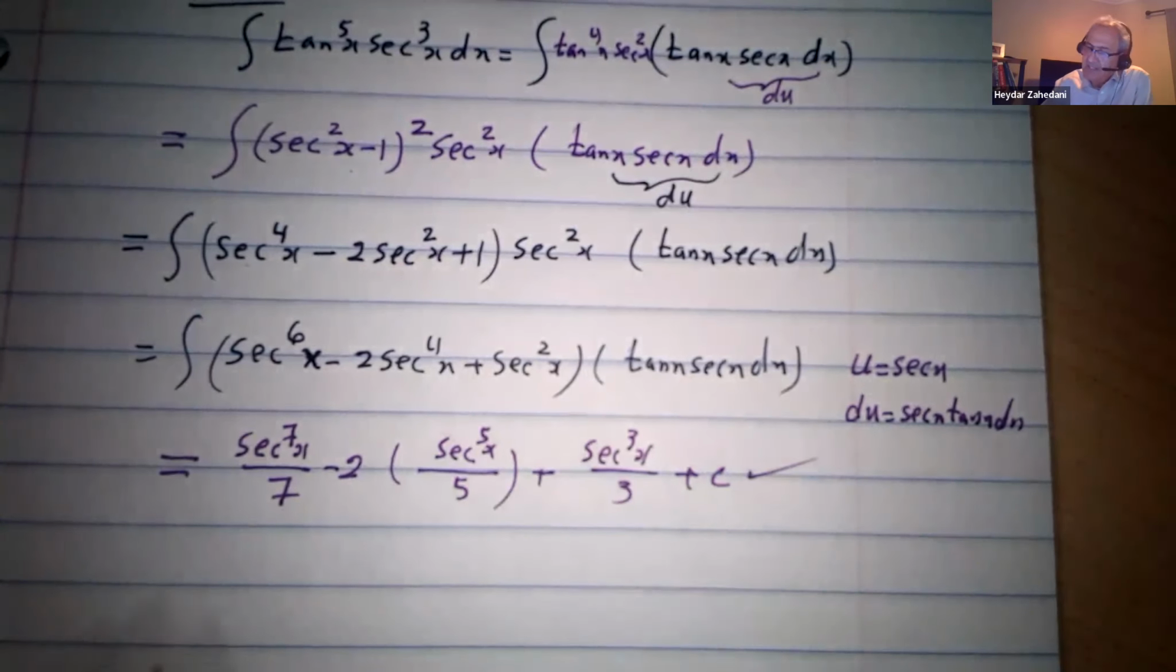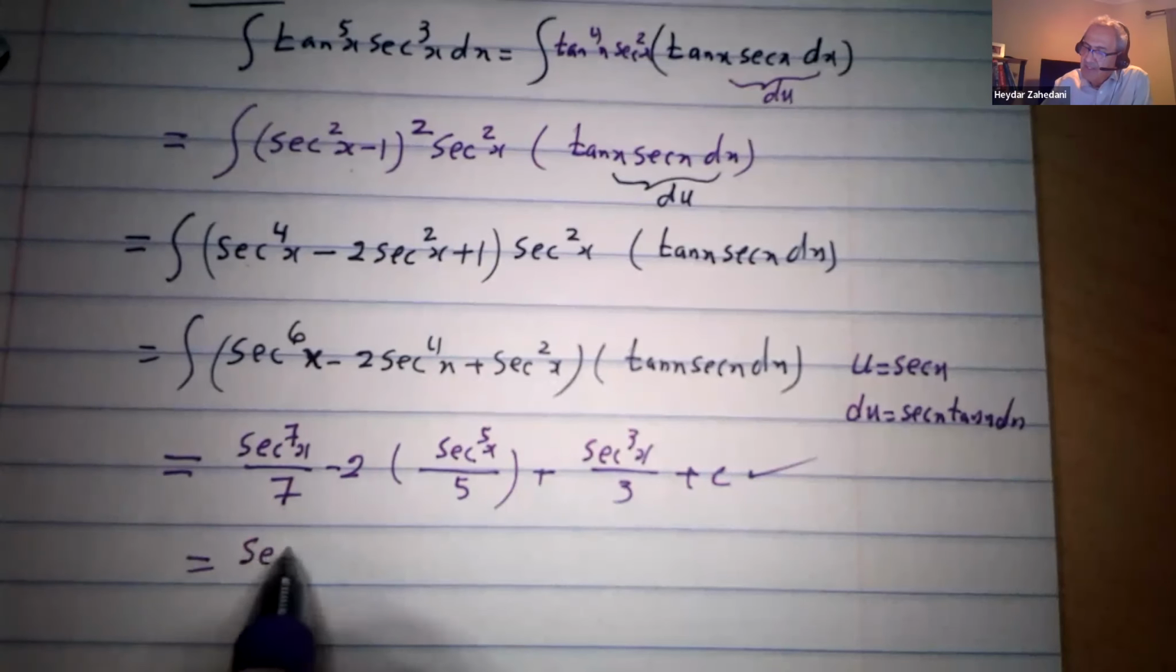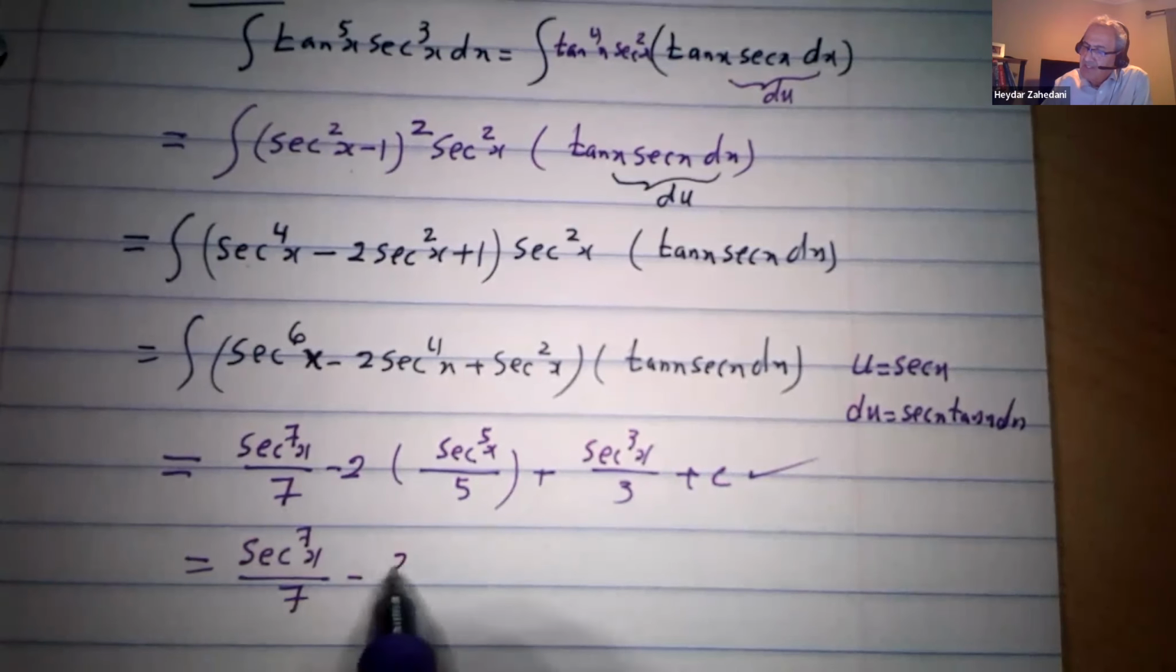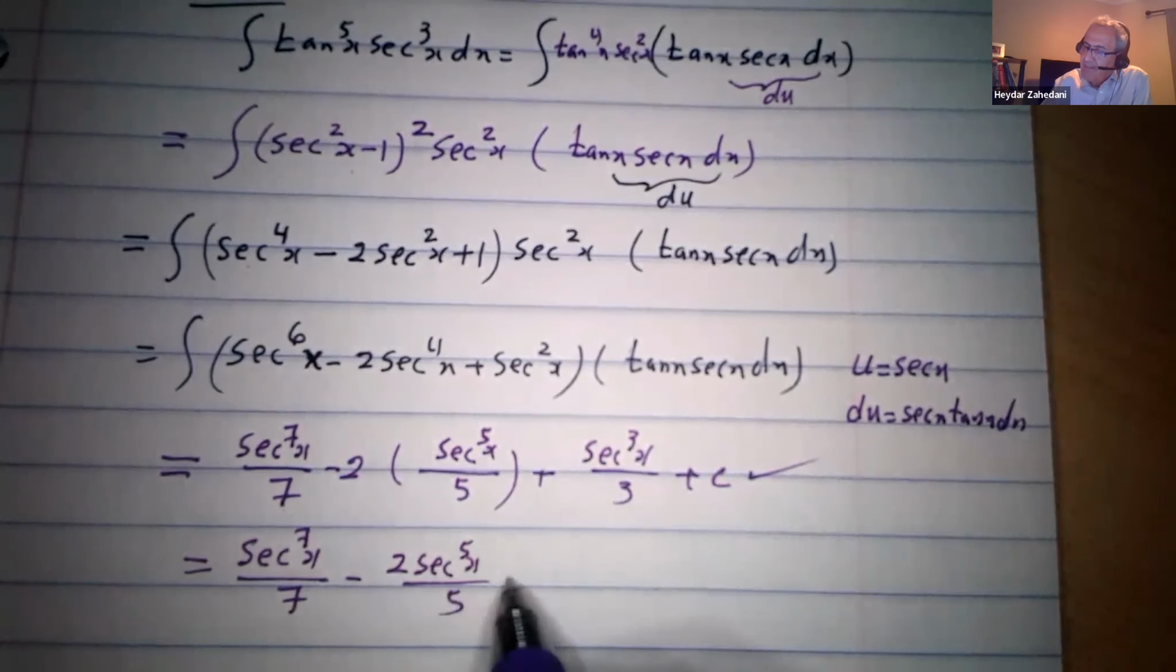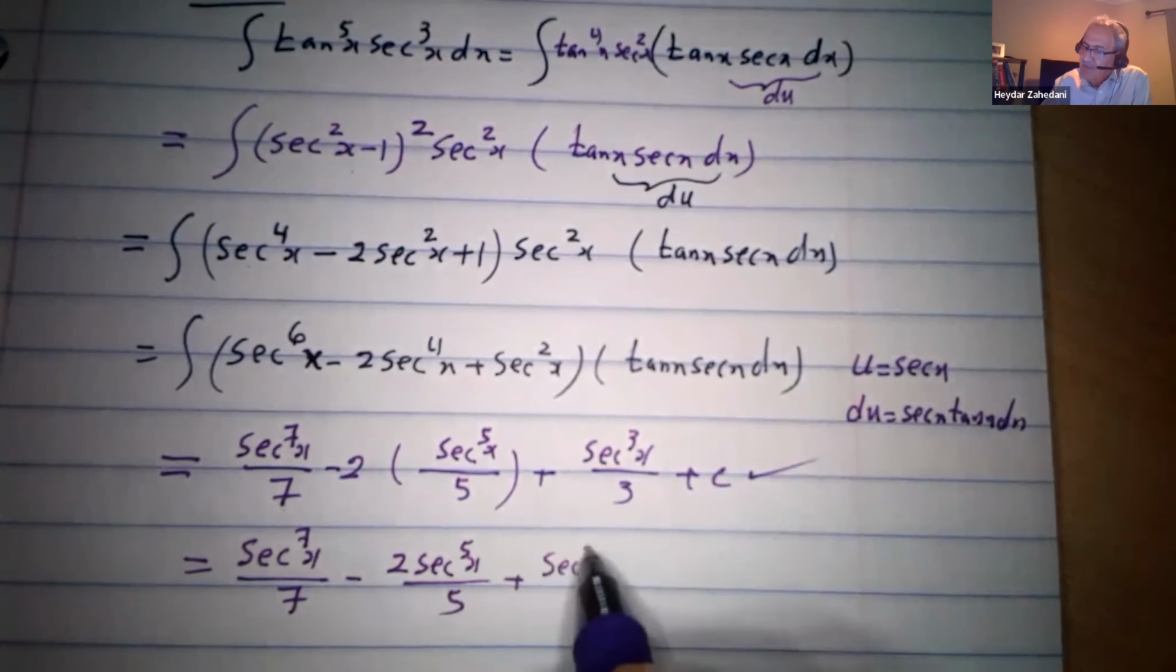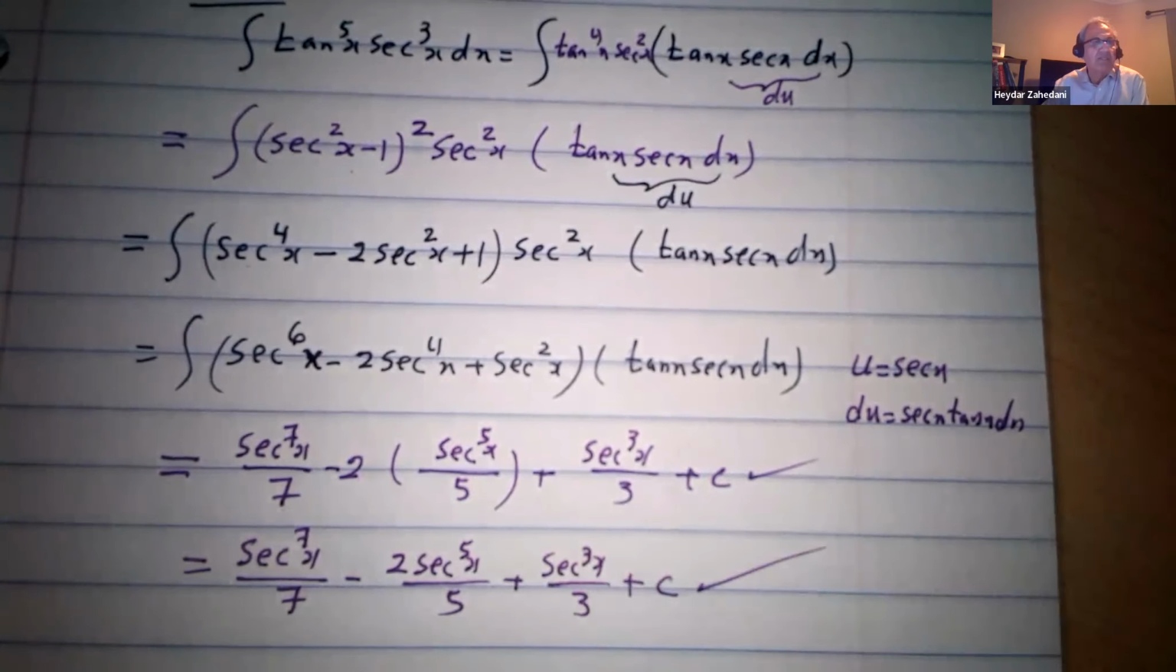You can rewrite it if you like. This is going to be secant to the 7th of x over 7, minus 2 secant to the 5th x over 5, plus secant cubed of x over 3, plus the constant c, and then you're done. See, it's a very nice integral.